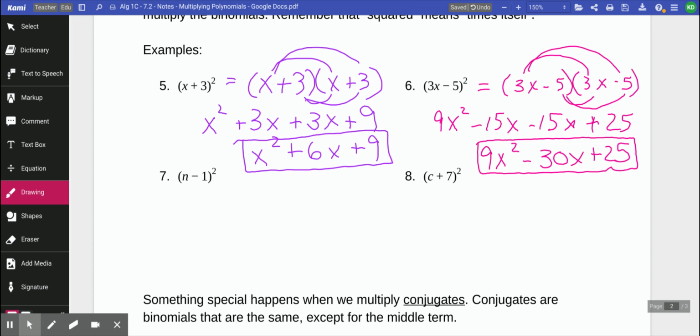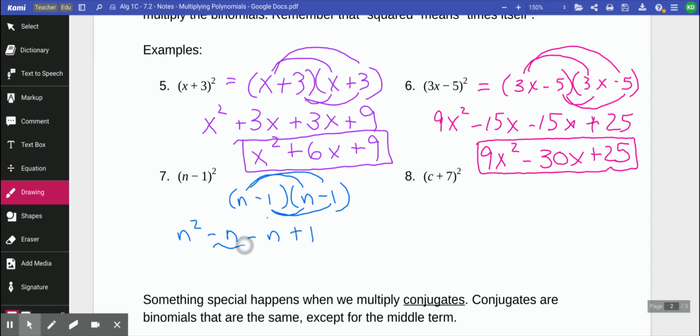All right, n minus 1 squared. So again, we expand to n minus 1 times n minus 1, and we double distribute. So n squared minus 1n, negative 1 times n is another minus 1n, and then negative 1 times negative 1 is positive 1. Combine your middle two.